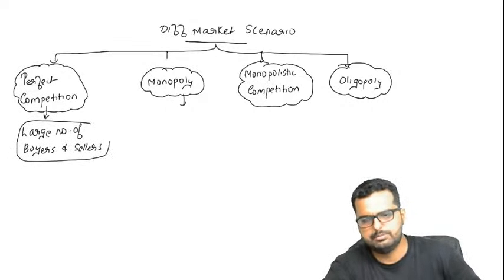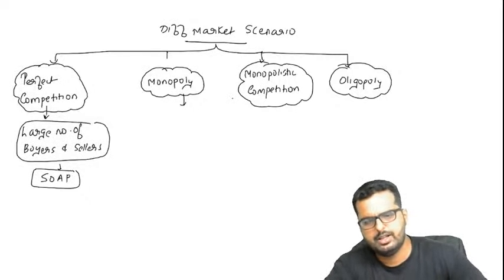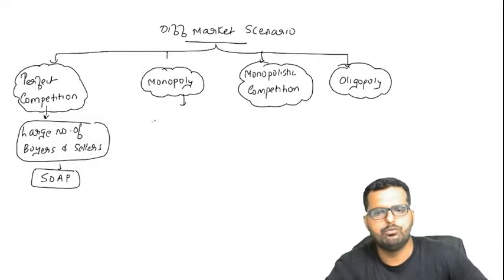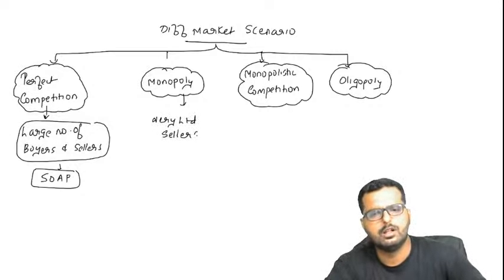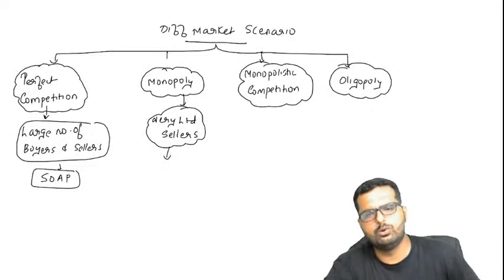A classic example is soap. So many people are selling soap. So many people are buying soap also. Am I right? What do you mean by monopoly? Very, very limited sellers. Now this normally is not allowed in a democratic country like India. So normally monopoly goes only to some sectors which are very much safety oriented, like defense.